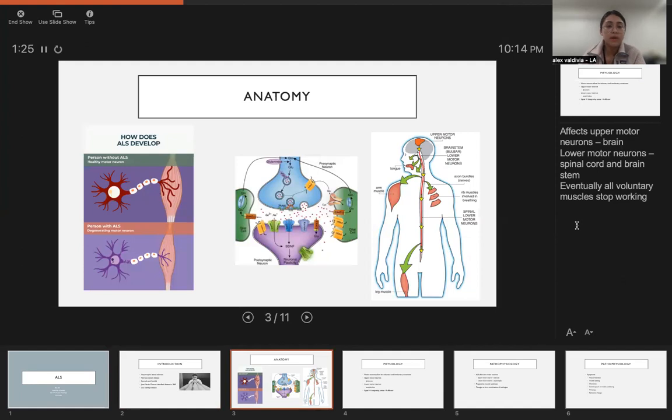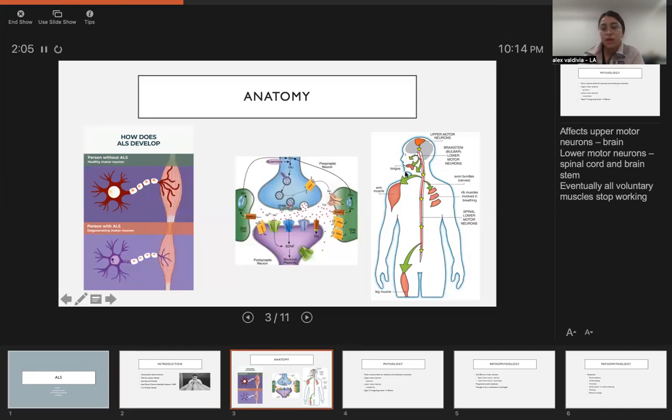So here are some diagrams of the anatomy of it. Over here, you see what a normal, healthy motor neuron looks like, and in a person with ALS, you have the degenerating motor neuron. As I mentioned, it affects muscles, and I'll go more into it, but basically it just affects the way the motor neurons communicate to the effector muscles.